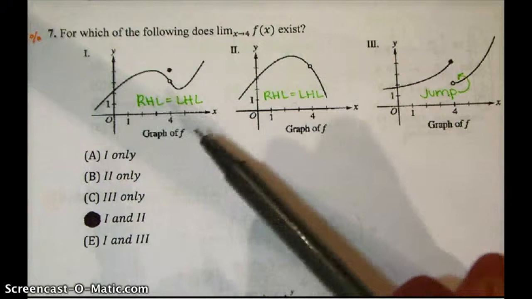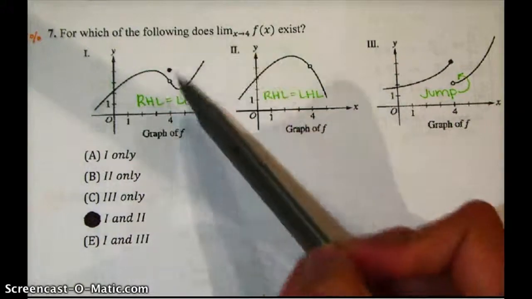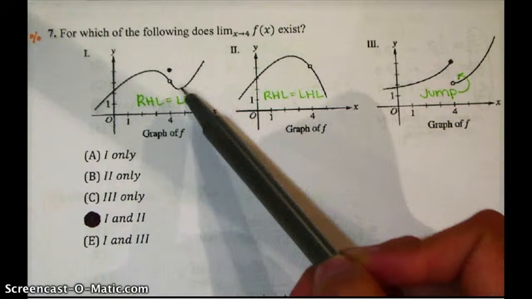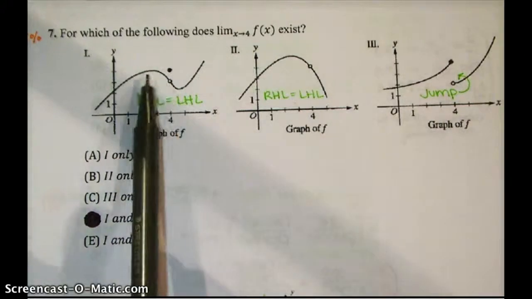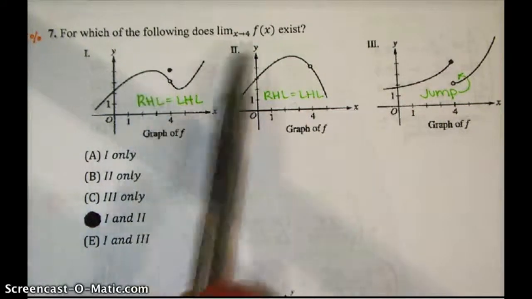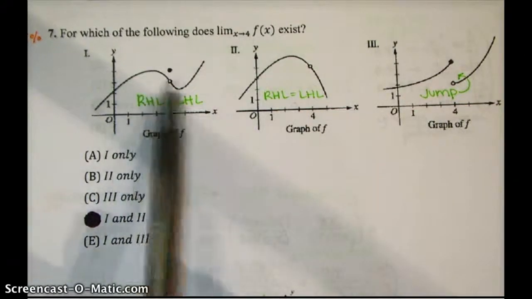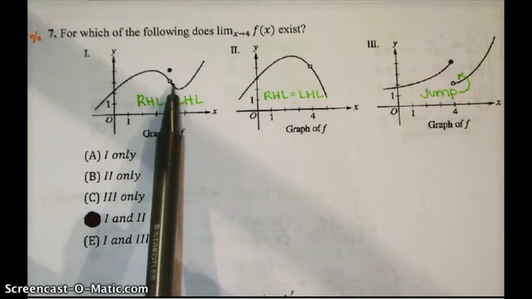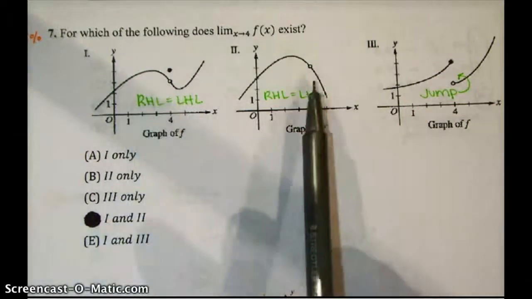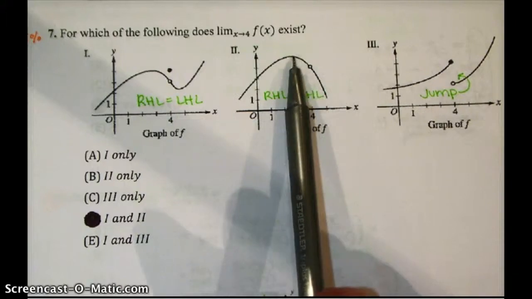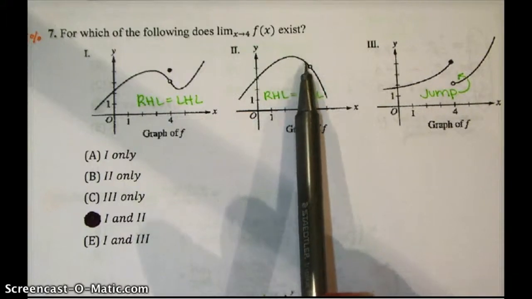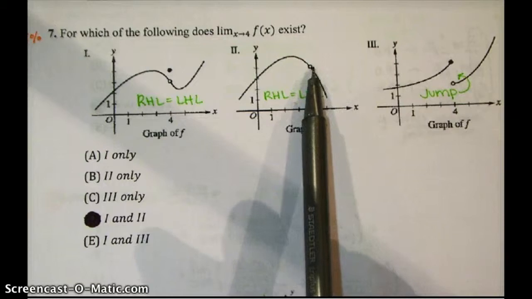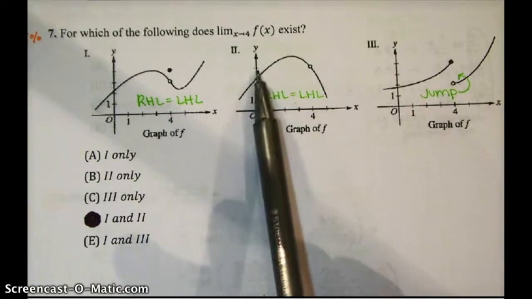Remember that continuous is the definition where all three have to be the same, but the limit exists as long as just the two sides equal each other. So in this case, the y values when I approach 4 from the left, and when I approach 4 from the right, the y values are approaching each other right here. In this case as well, for 2, the y values as I approach x equals 4 on either side are approaching the same number. In this case, it looks like it's 4 or something.